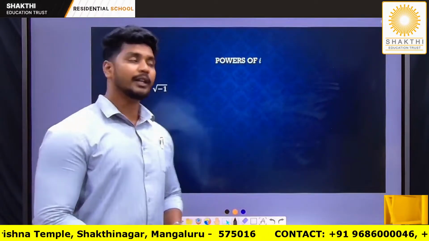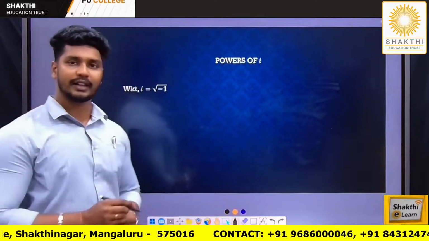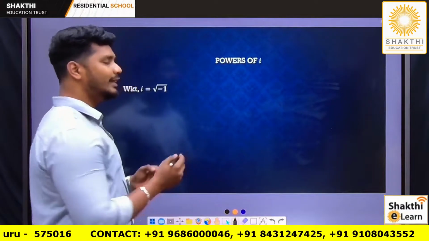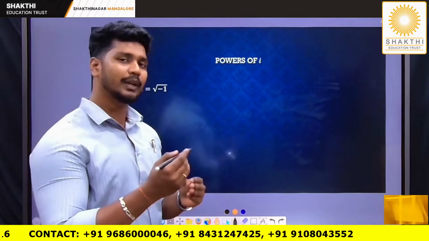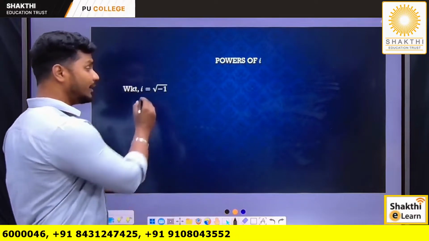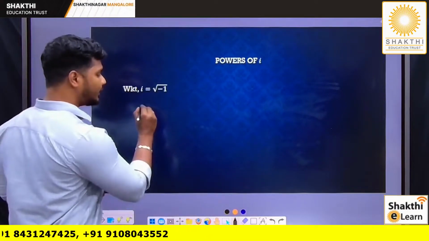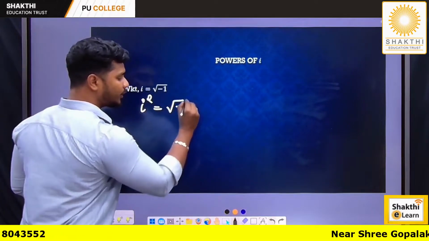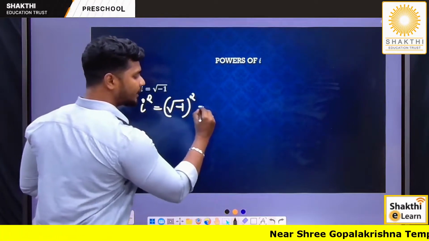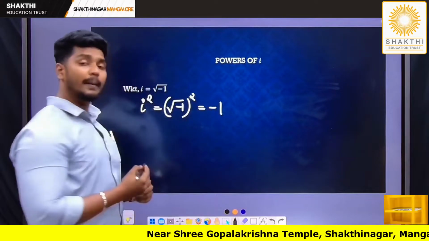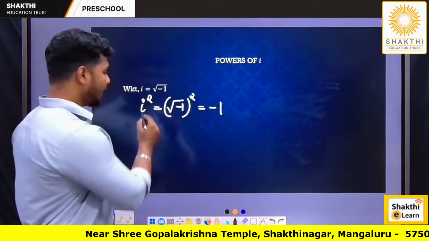Next, going for the powers of i. I told you what i is. i is root of minus 1. Now we'll see what happens if you have i square, i cube, i power 4 and so on. We know i is root of minus 1. i square is root of minus 1 the whole square, which is nothing but minus 1. So i square is minus 1.